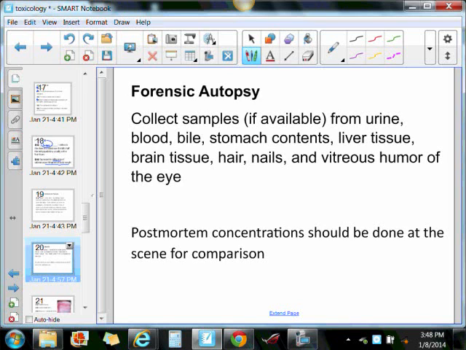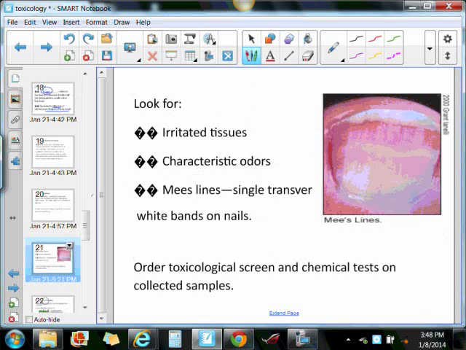Stomach contents can tell you a lot about what the person ate, if they ingested anything. You're going to collect tissues that you can test for levels of different substances in there. And you can also collect the vitreous humor, or the fluid that's in the eye. So you would send those for testing, and get that information back. So it would be like those tests that we're doing in class.